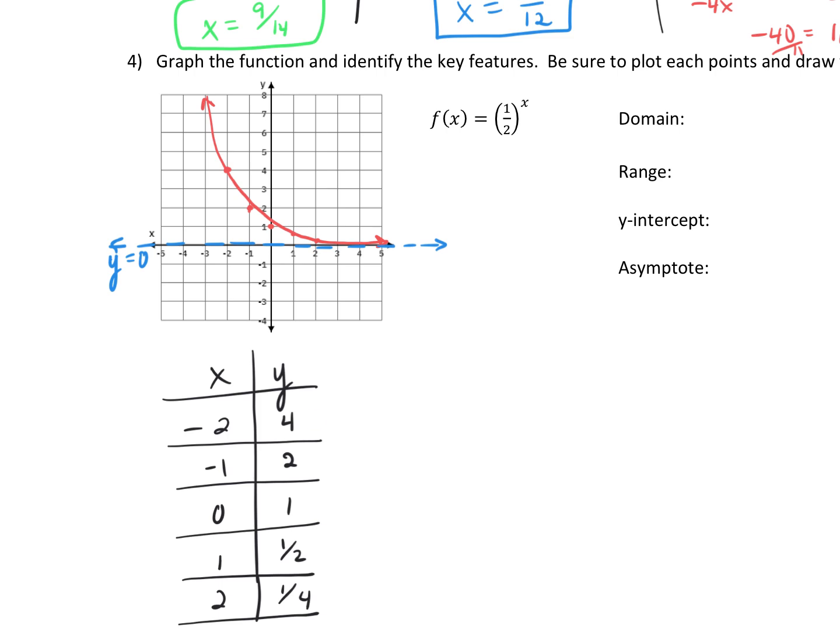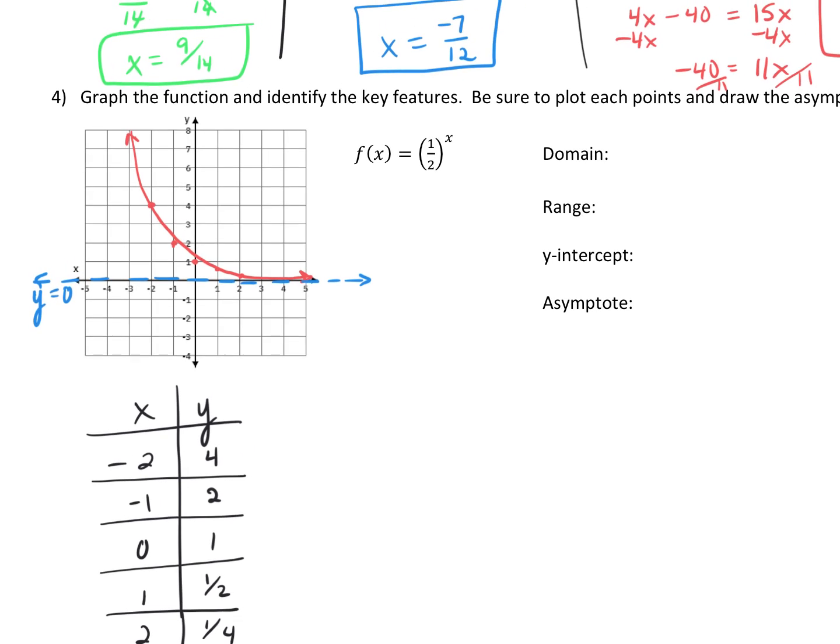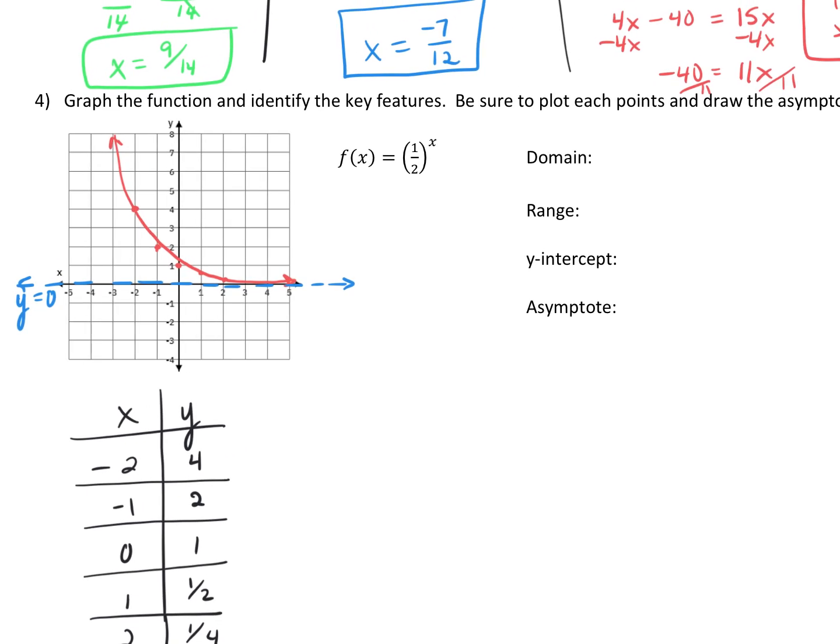We filled in a table of values. We plotted the points. Now we have an accurate graph, and we also drew in the asymptote. That's what we're looking for for full credit. All right, so let's talk about the domain and the range and the y-intercept and the asymptote. The domain for these exponential functions is going to be all real numbers.